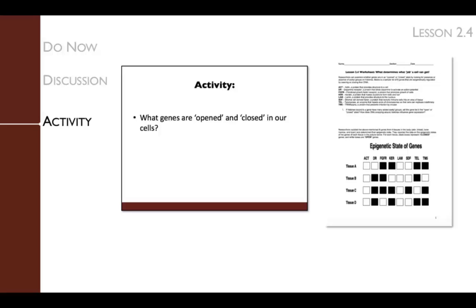In the activity, students examine the epigenetic state of various genes in different cell types. They examine the relationship between epigenetic state, gene expression, and the function of the cells. Finally, they compare the epigenetic state of certain genes in cancer cells compared with normal cells.